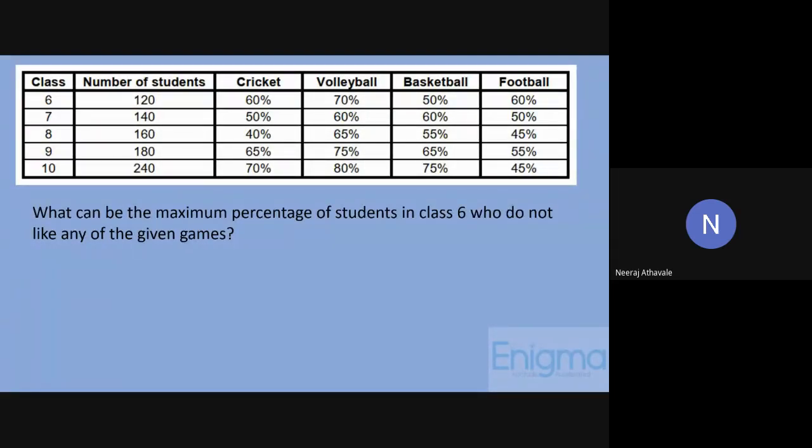Okay, now understand the concept again. This is tricky, so pay attention. यहाँ पे क्या दिया है again? What can be the maximum percentage? Okay, who do not like any of the given games? Okay, now this is for class 6. Okay, class 6 के लिए बात कर रहे हैं. Now, can I say that 50% of the students don't like any of the games? कह सकते हैं क्या? Can I say 50%? No. Why not?